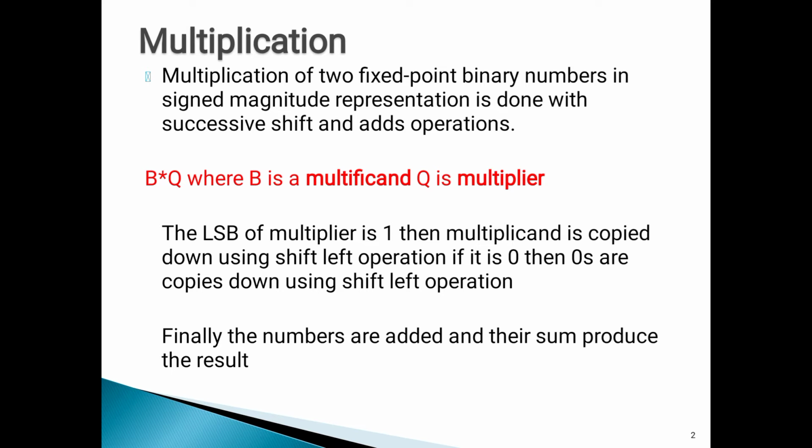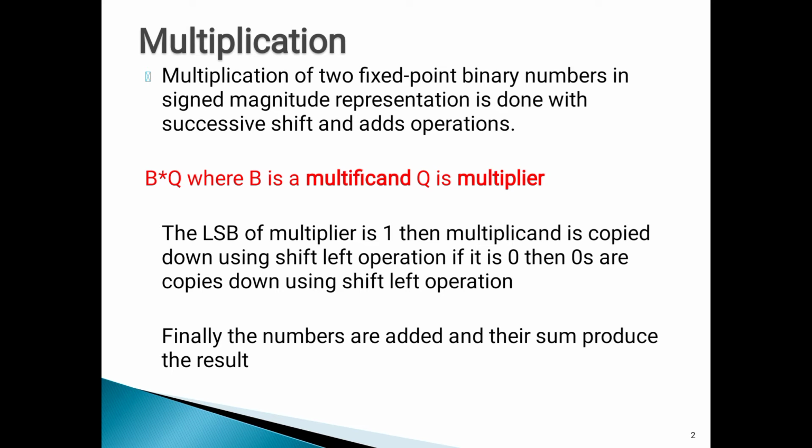So the next one: if the least significant bit of multiplier is 1, then multiplicand is copied down using shift left operation, right? Every time we check the multiplier, not multiplicand. If it is 0, then zeros are copied down using shift left operation. That is the operation of multiplication, right? So finally the numbers are added and their sum produces the result. So that is the operation.